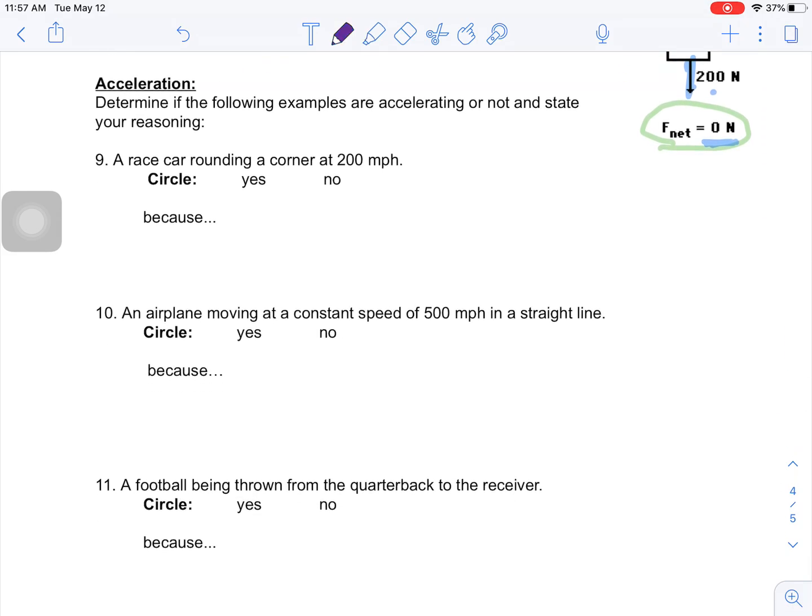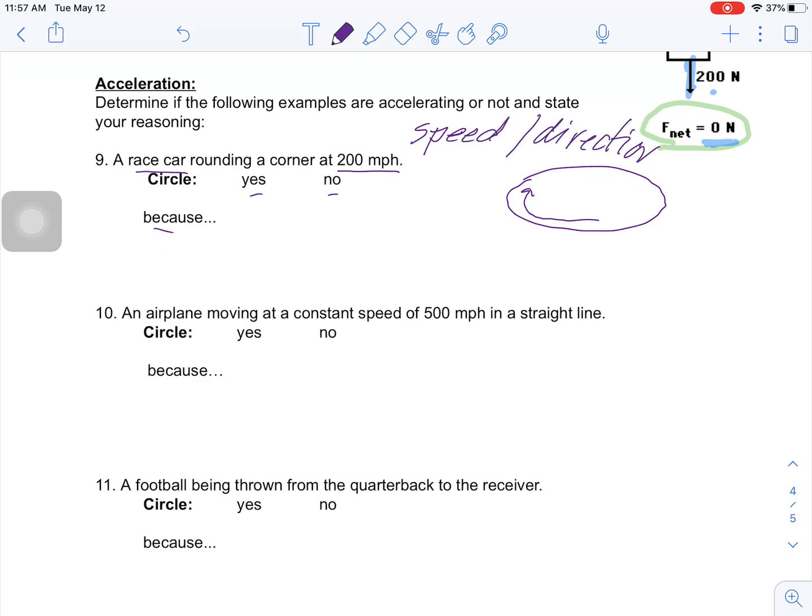These last few are all about acceleration. So a race car going around a corner. Remember, race cars travel around that circular track. So as that race car comes along the straightaway and wraps around the corner, even though it's going at a constant 200 miles an hour, what's that rounding the corner going to mean for its acceleration? So give us a yes or no, and then your reasoning, trying to keep those keywords in there of speed and direction.